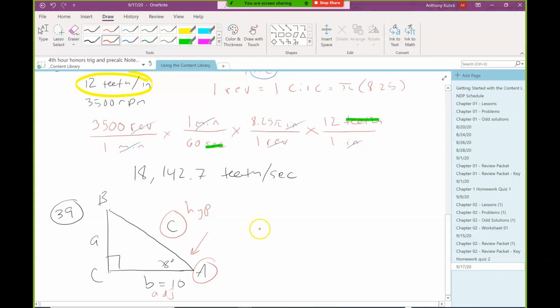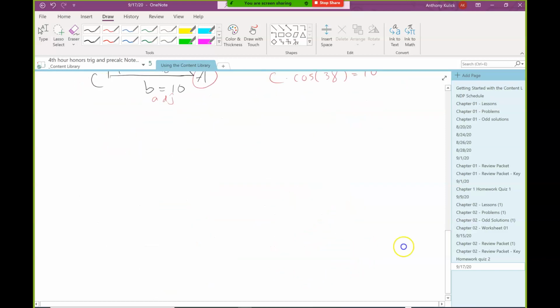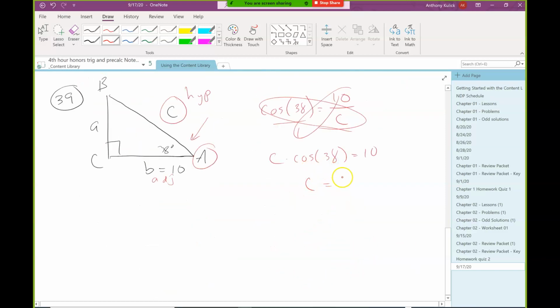So the trig function I'm going to want to use is cosine, because cosine is adjacent over hypotenuse. I'm then going to set up a proportion and do my cross multiplying. So I have C times cosine 38 is equal to 10, and if I divide both sides by cosine 38, I have C is 10 divided by cosine 38. And then I just have to make sure before I type this into my calculator that I'm in degree mode.